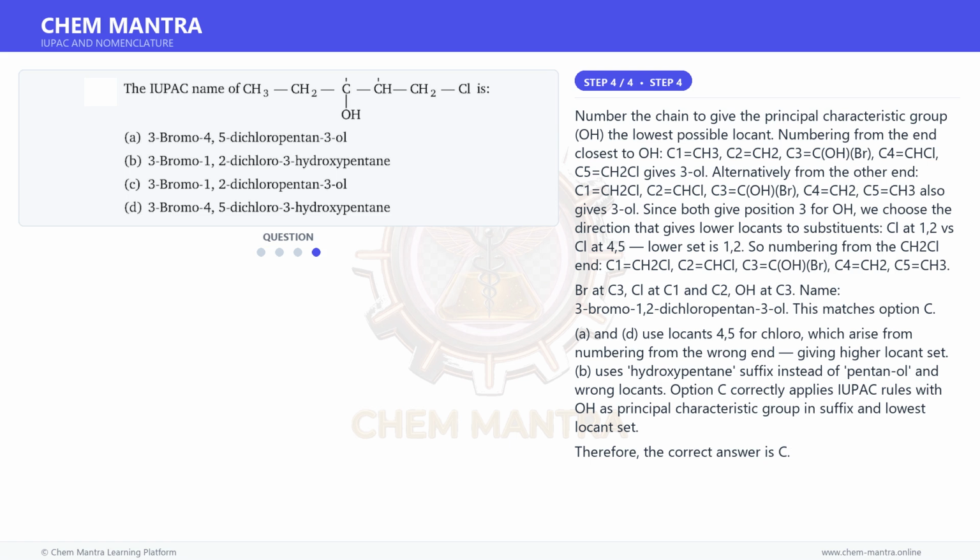This matches option C. A and D use locants 4, 5 for chloro, which arise from numbering from the wrong end, giving a higher locant set. B uses hydroxypentane suffix instead of pentanol and wrong locants. Option C correctly applies IUPAC rules with OH as principal characteristic group in suffix and lowest locant set.